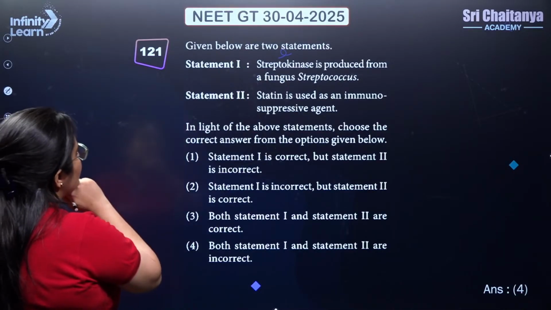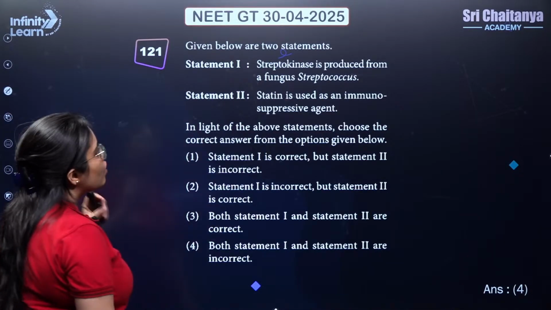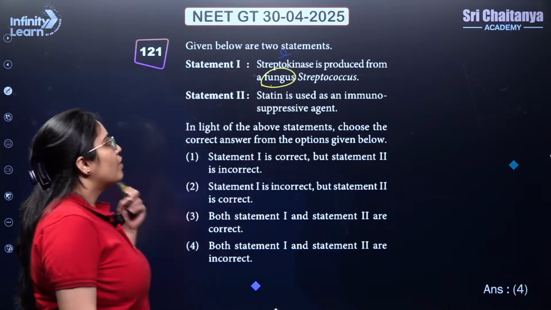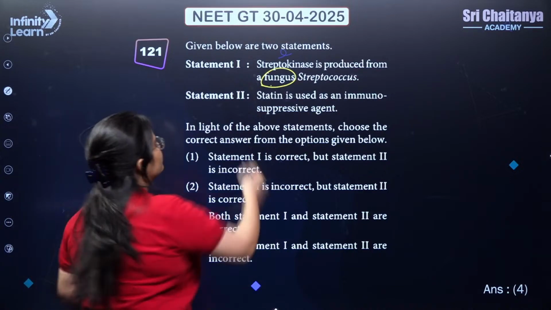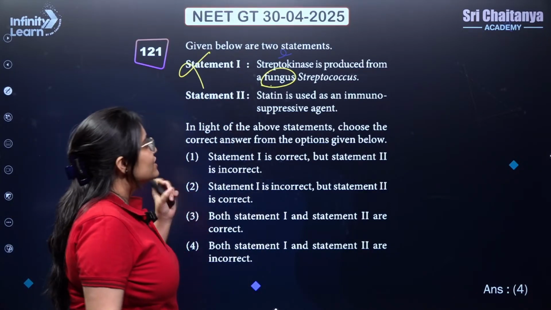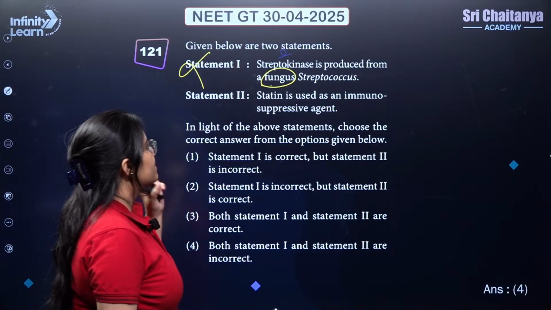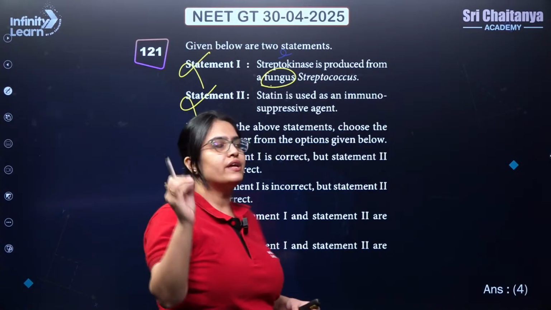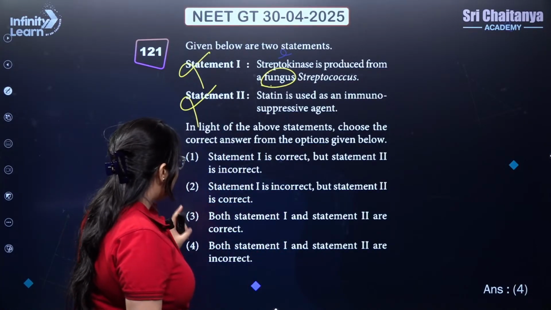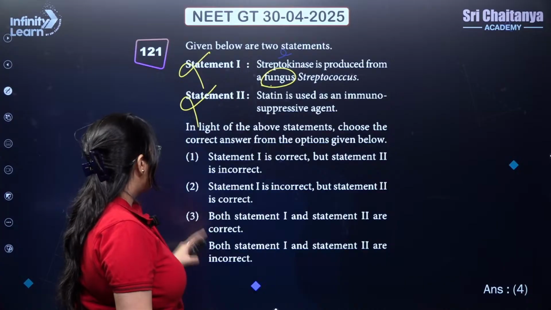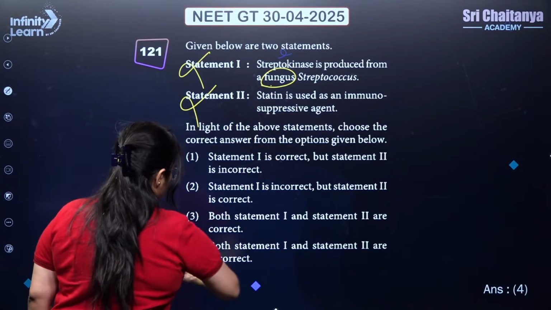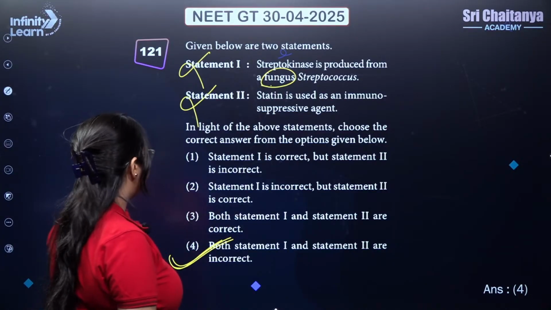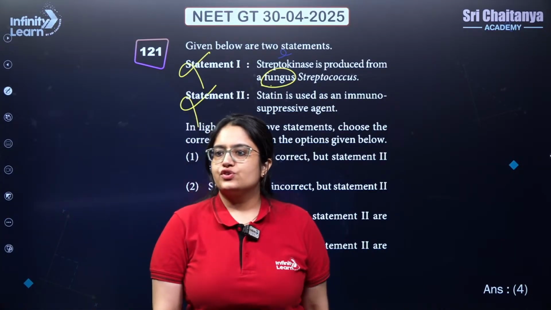Statement 1 and statement 2. Streptokinase is produced from a fungus? No, it is produced from a bacterium, Streptococcus. So this is wrong. Statin is used as an immunosuppressive agent? No, this is also wrong. Statin is your blood cholesterol lowering agent. So both statement 1 and statement 2 are incorrect. Answer is 4, guys. Next question on your screen.